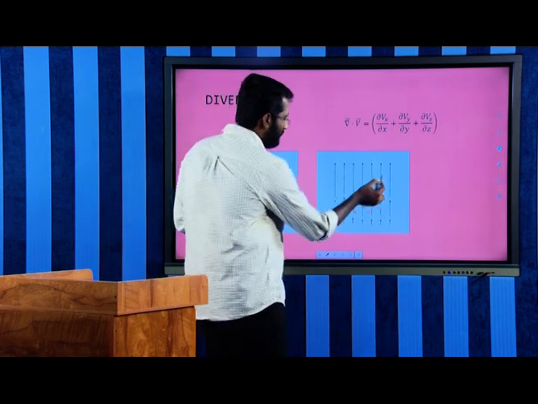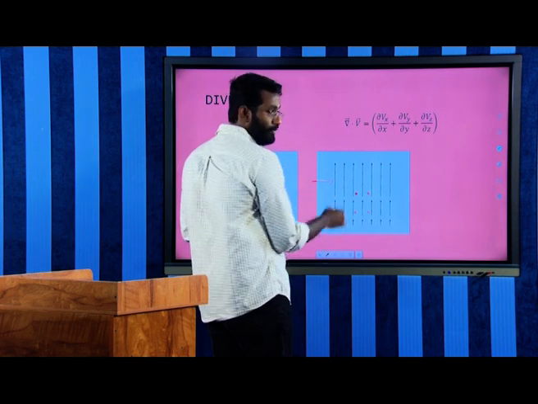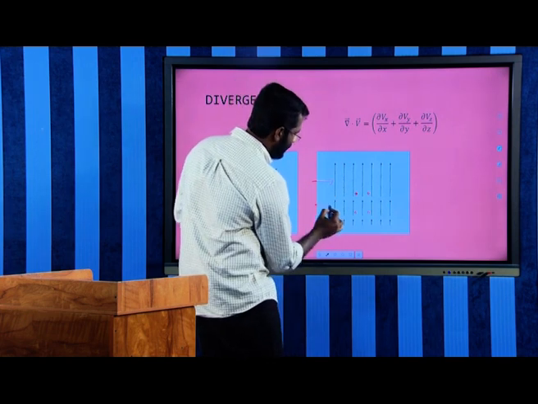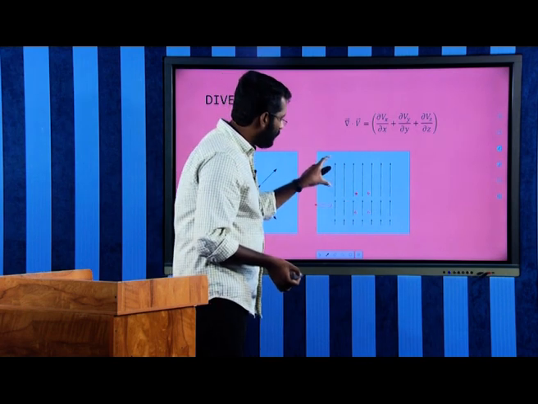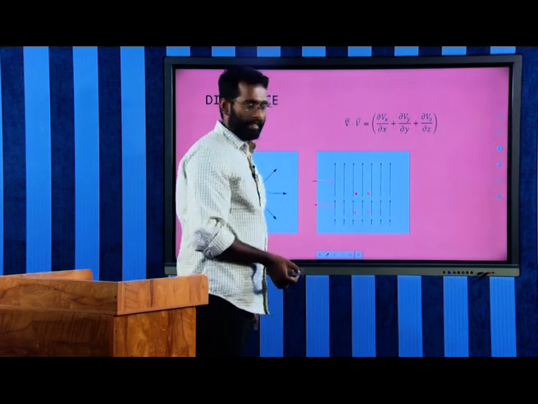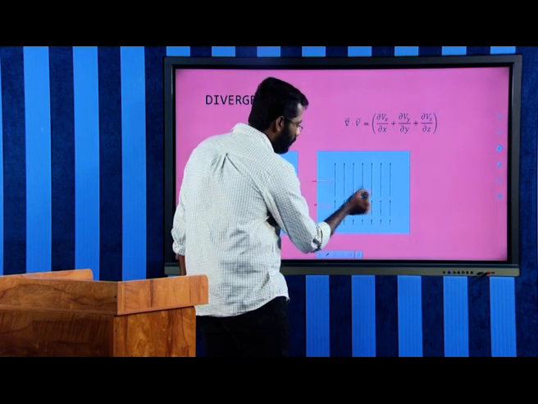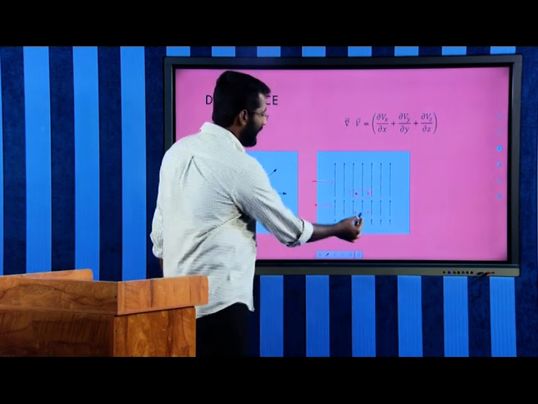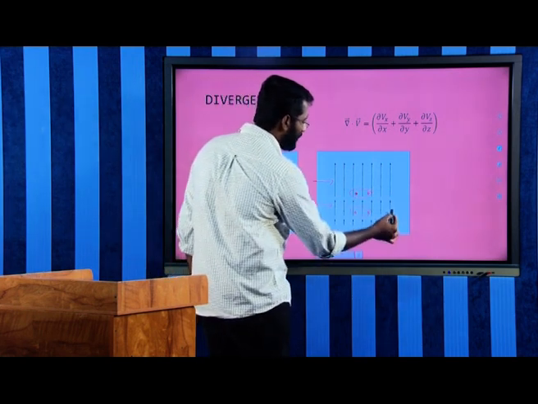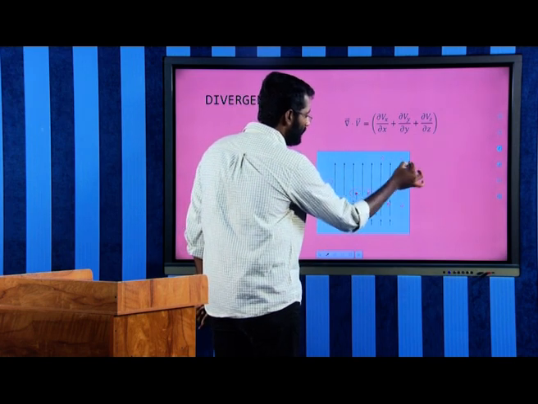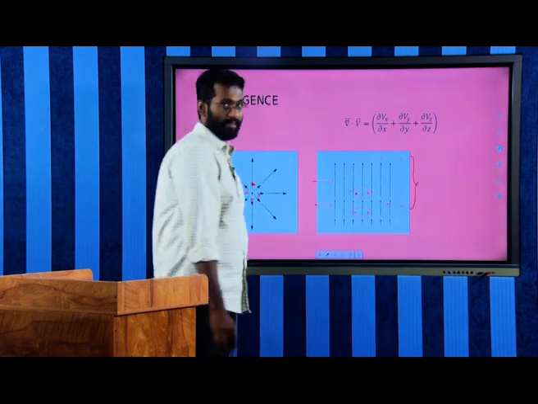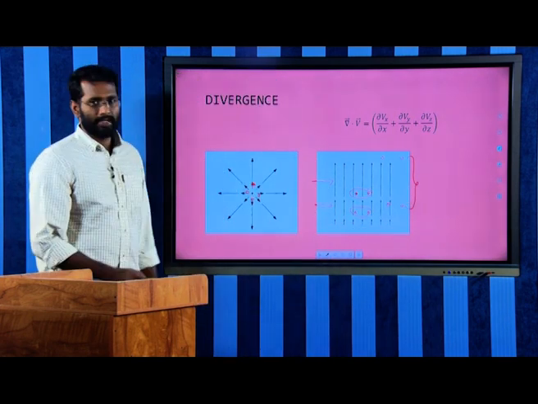Now we know that the velocity at this point is faster than that here, because the length of the vector is longer here and shorter there. That means these two balls will move faster than these. After some time, these two balls will be here, and these two will be here. Since the gap between them increased, there is a positive divergence.